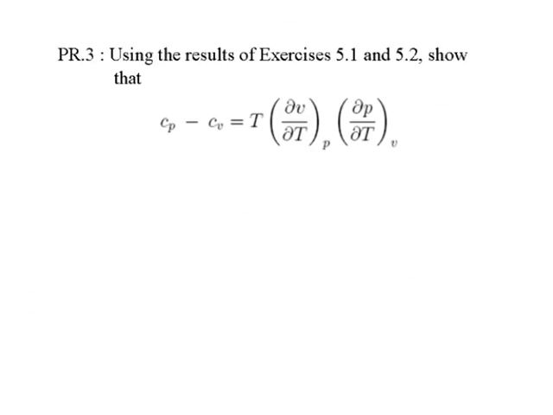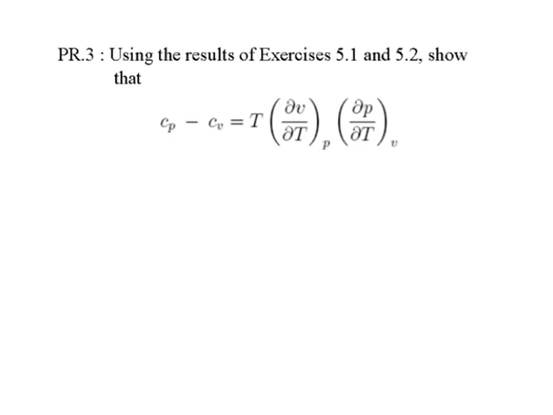It says, using the results of exercises 5.1 and 5.2, show that Cp minus Cv is something, something, something. Now remember that these are the property relations for any simple compressible system or for a fluid. We know that for an ideal gas Cp minus Cv is a constant R. For a general fluid it will not be so, and this is the expression. If you want to check, even before deriving this, check that if you substitute on the right hand side PV equals RT, you should get that thing to be equal to R.